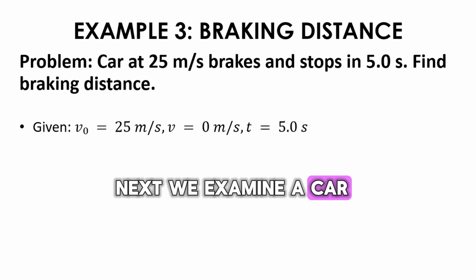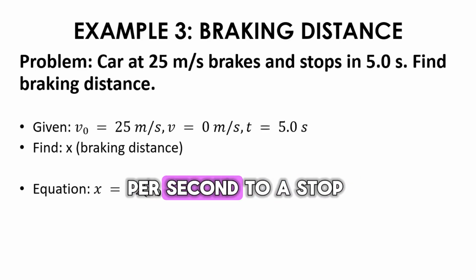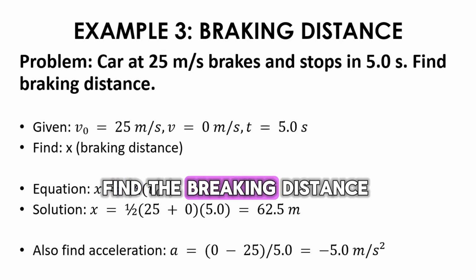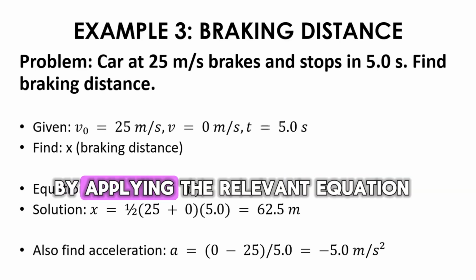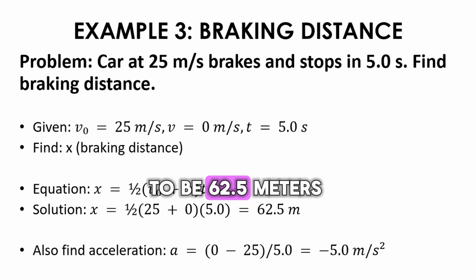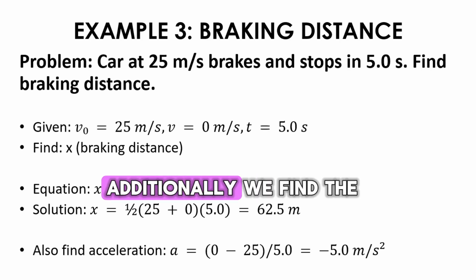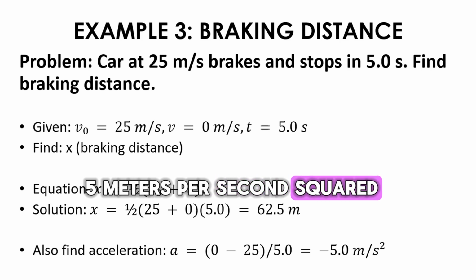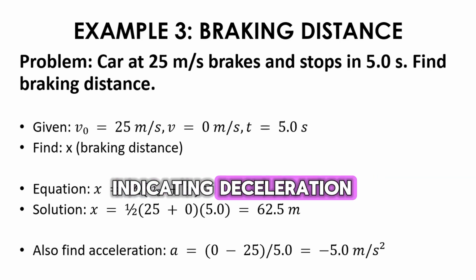Next, we examine a car braking from 25 meters per second to a stop in 5 seconds. Our task is to find the braking distance. By applying the relevant equation, we calculate the distance to be 62.5 meters. Additionally, we find the acceleration to be -5 meters per second squared, indicating deceleration.